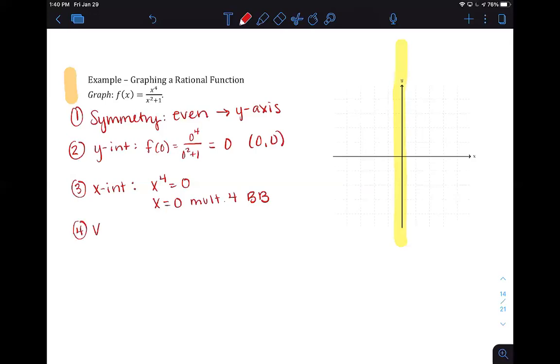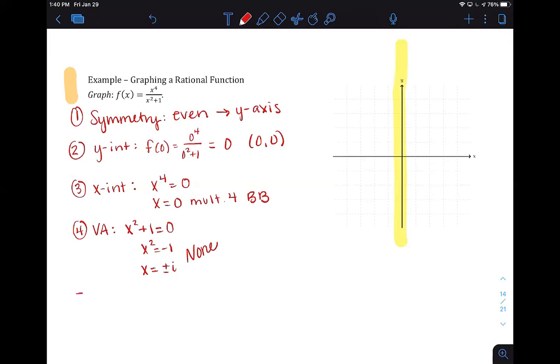Vertical asymptote. So we have x squared plus 1 equals 0. Subtract 1. So if x squared equals -1, what happens when we take that square root? We get i. Can we graph i? So there are none. There are no vertical asymptotes. So that makes it a little easier.